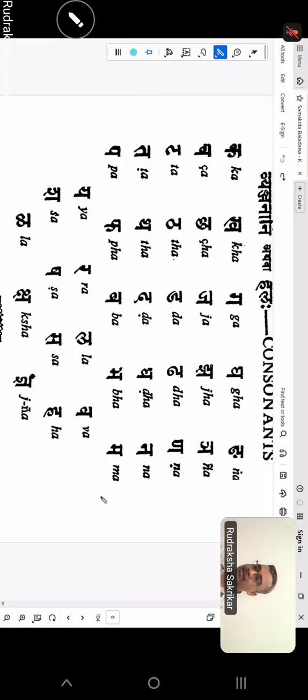Why is that vertical line given? Actually, that vertical line is the symbol of a added to that consonant. So k plus a is that complete k.